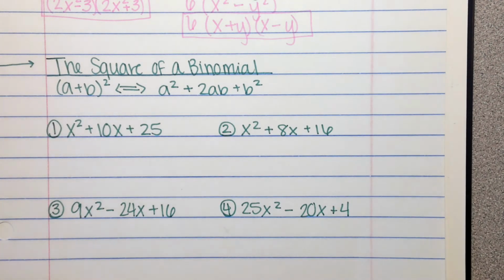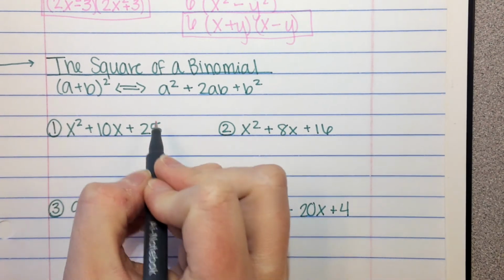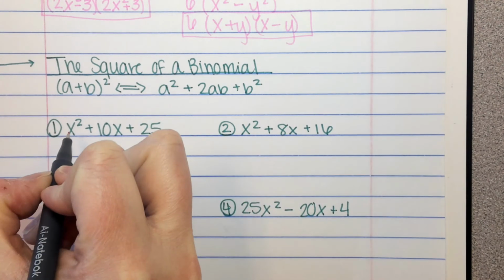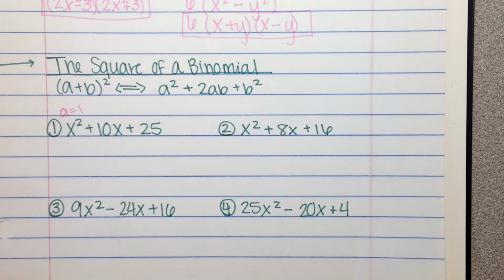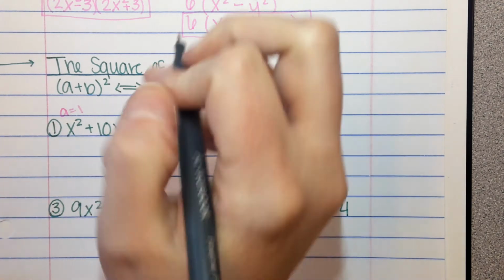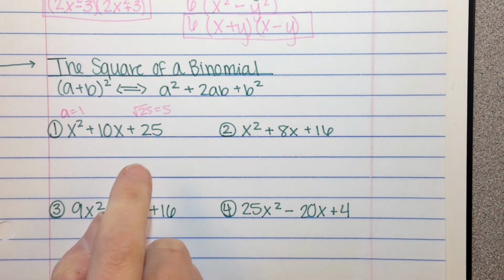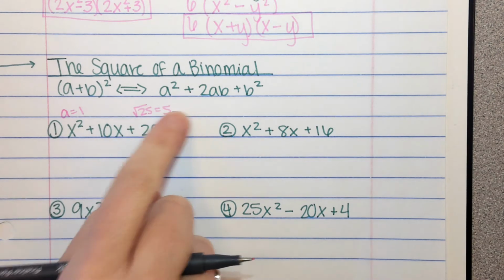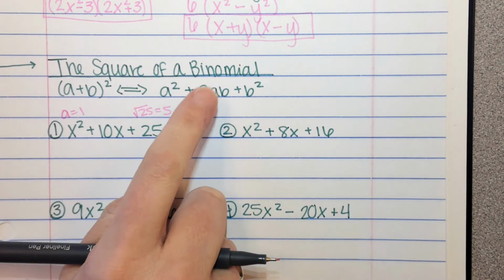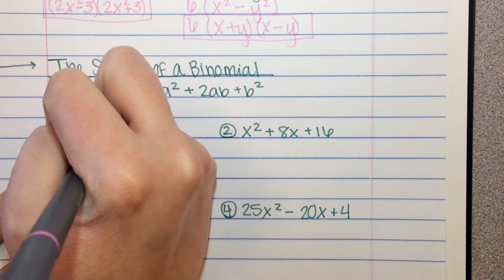Okay, so number one, we have x squared plus 10x plus 25. All right, so x squared is a perfect square and 25 is a perfect square. So my a is 1, and I'm just going to write this down on this one just so you can see. So a is 1. The square root of 25 is 5, and then 2 times a times b. So 2 times 1 is 2, 2 times 5 is 10. So this fits the description up here. This is a square of a binomial.